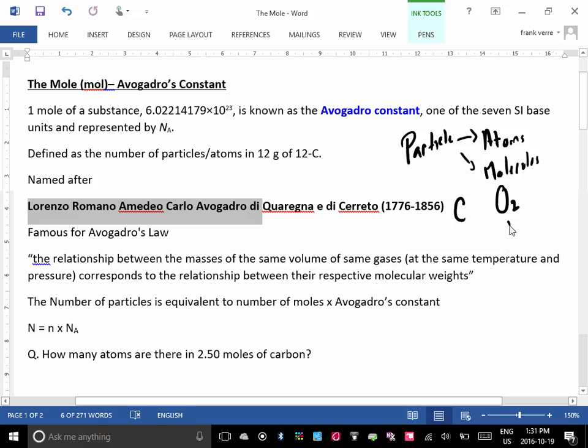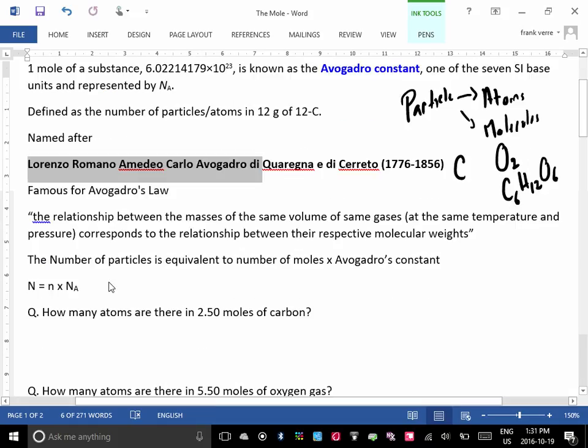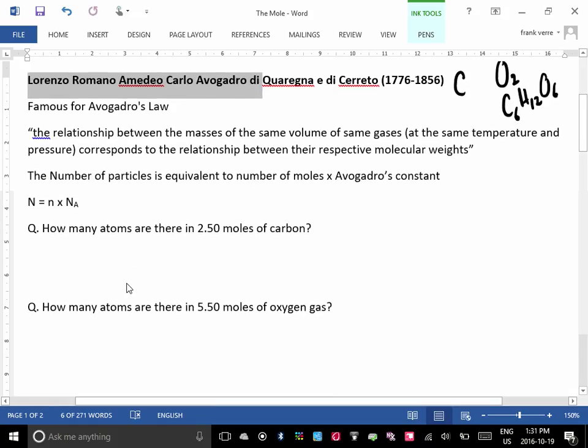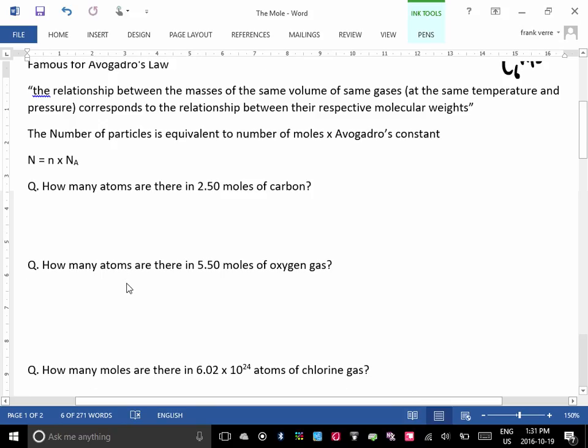If you look at glucose, it does not exist as a single atom. It exists as a molecule. So Avogadro's constant refers to particles, but particles could either mean atoms or molecules, and you will learn that as we go through this. So if you want to know how many particles there are, the formula is really easy.